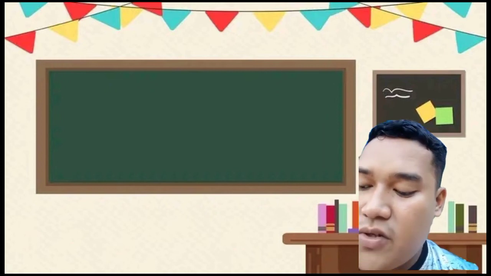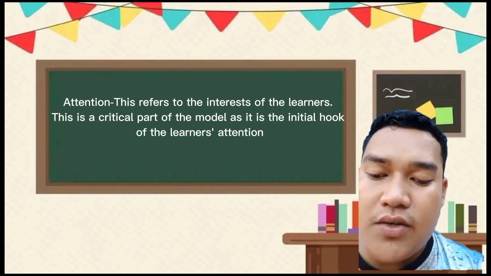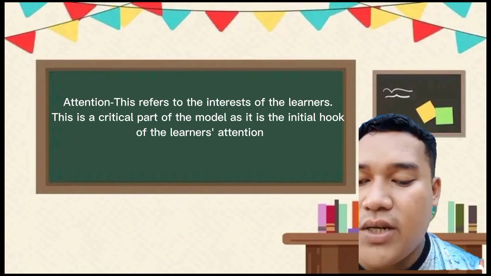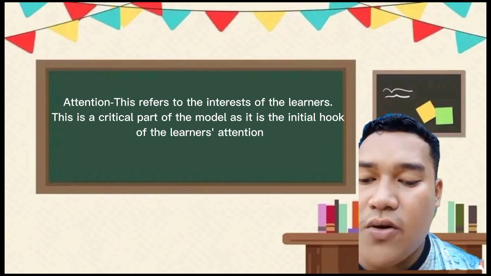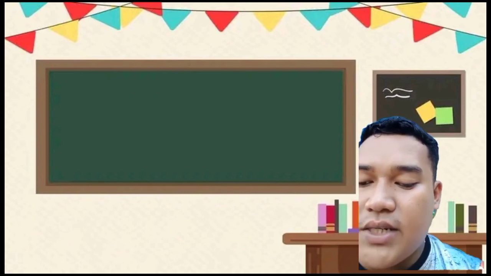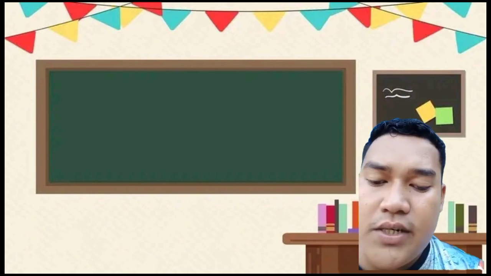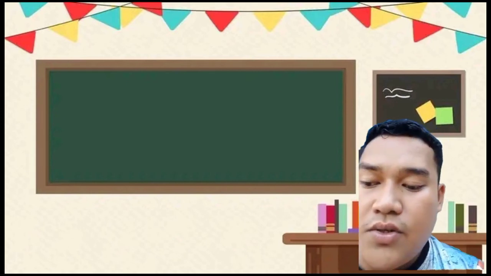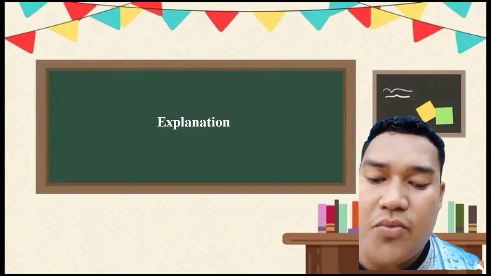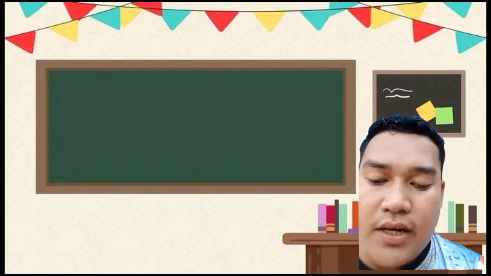The first component of ARCS is attention. This refers to the interest of the learners. This is a critical part of the model. It is the initial hook of the learner's attention. Relevance: this component refers to the usefulness of the learning contents so that the learners could create a connection between it and the real world.